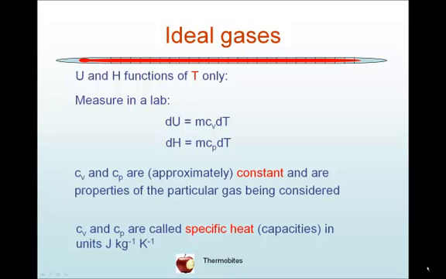Now for an ideal gas, U, the internal energy, and H, the enthalpy, are only functions of temperature. So we can measure the changes of those in the lab, and dU, the change in internal energy, is equal to m times this constant Cv times dT, changes in the temperature, and the change in the enthalpy, dH, is equal to m, the mass, times a constant Cp, multiplied by dT. Cv and Cp are approximately constant and are properties of the particular gas that we're considering. Cv and Cp are called specific heat capacities, and they're measured in units of joules per kilogram per Kelvin.